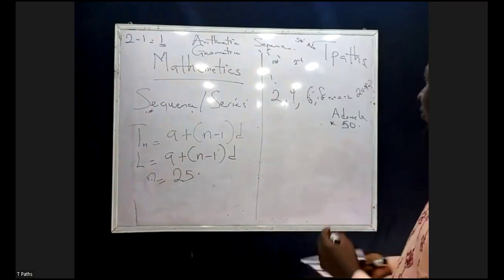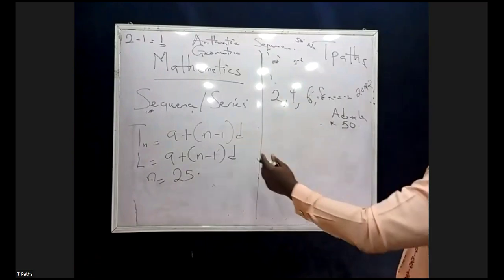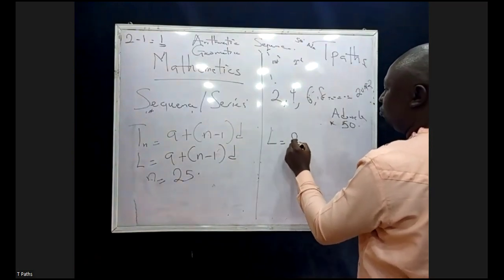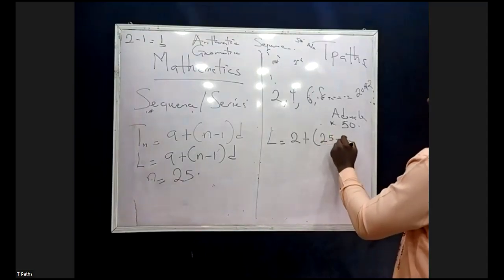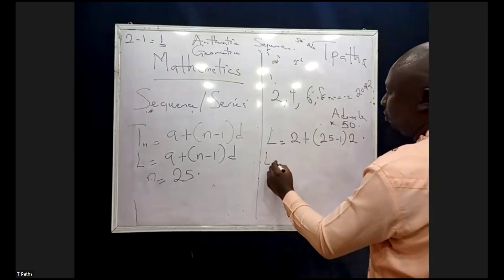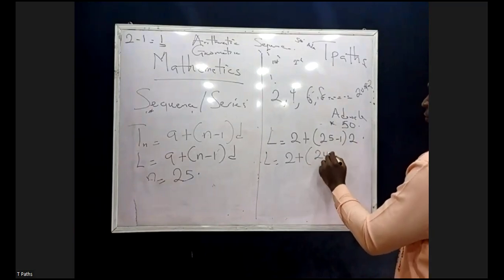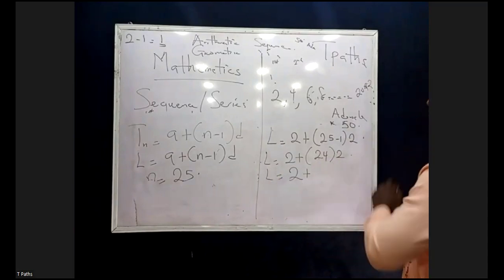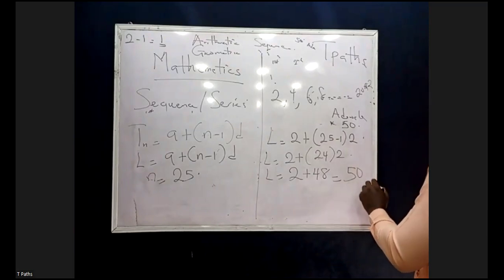Okay. Somebody else also got 50. I think 50 should be right. But let's see. Now, I told you if n is 25, therefore, since our first term is 2, our last term is 2 plus n, which is 25, minus 1, times 2. So 25 minus 1 is 24, times 2. So L is 2 plus 24 times 2, which is 48. Am I right? Which is equal to 50. So we are right. I love that.